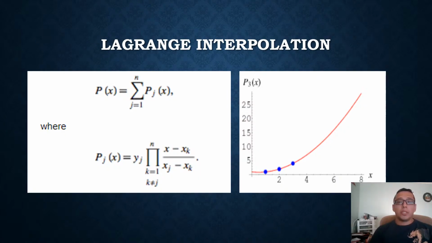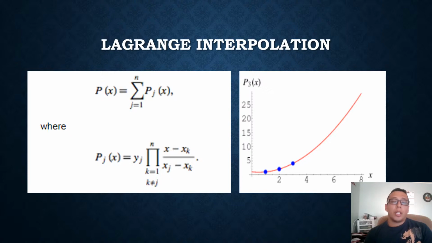Okay, here the Lagrange interpolation polynomial is a polynomial p(x) of degree at most n minus 1 that passes through the n points. So in this case, on the right side, you see the graph that has 3 points, and the polynomial should be of degree 2.